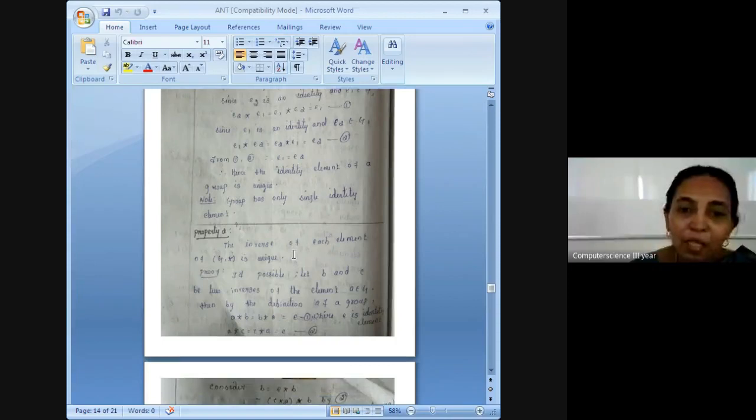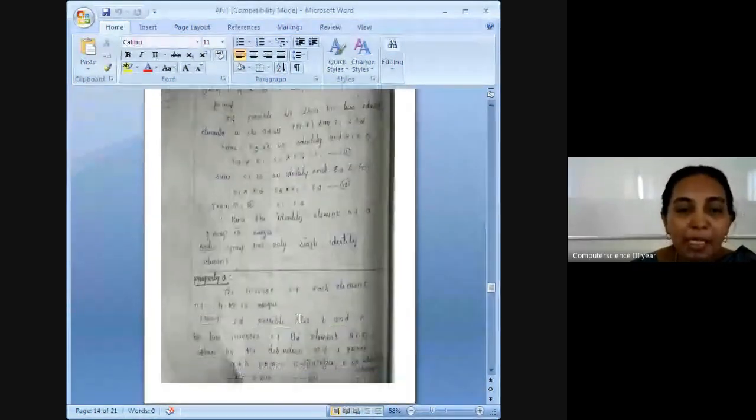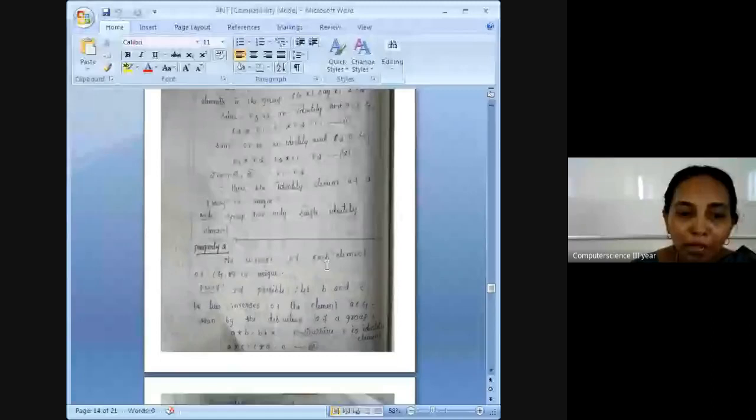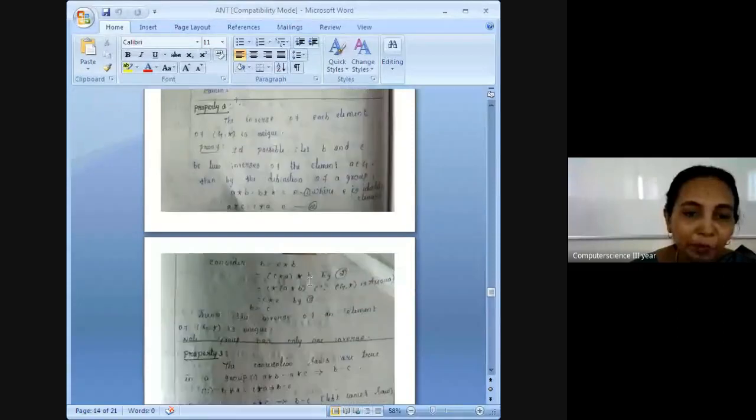The second property is also important. The inverse of each element of your group is unique. The difference is that here it is not the entire group that is unique, but the inverse of each element. Here also the way of proving is, if possible, suppose two inverses exist for a particular element, then they must be equal. That way we have proved the second property.